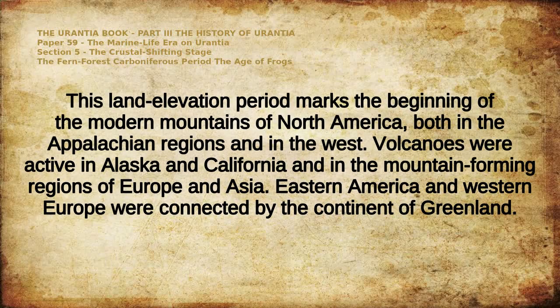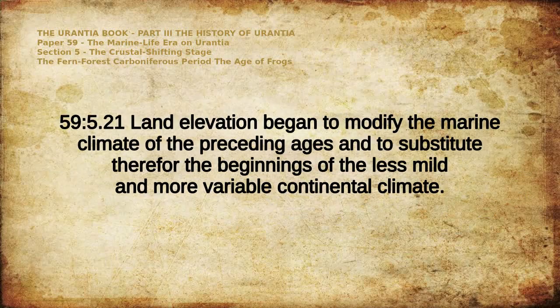This land elevation period marks the beginning of the modern mountains of North America, both in the Appalachian regions and in the West. Volcanoes were active in Alaska and California, and in the mountain-forming regions of Europe and Asia. Eastern America and Western Europe were connected by the continent of Greenland. Land elevation began to modify the marine climate of the preceding ages, and to substitute therefor the beginnings of the less mild and more variable continental climate.